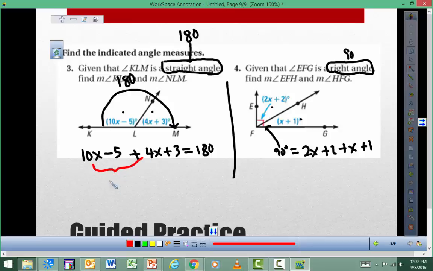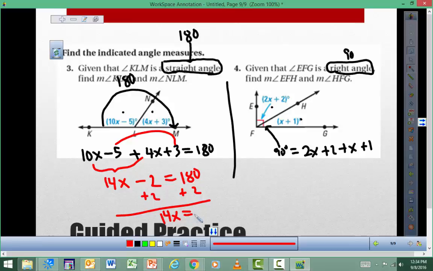When we add those two together, we get 14x. We add these two together, we get not 8. Negative 2, there we go. And then it equals 180. We'll move the 2 over. And we get 14x is equal to 182.